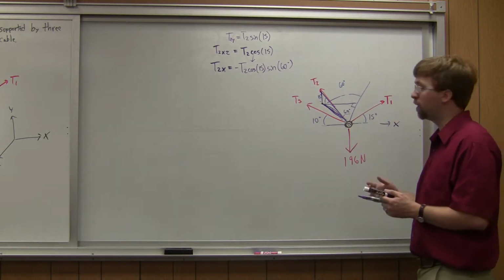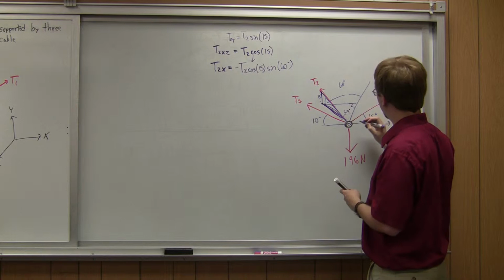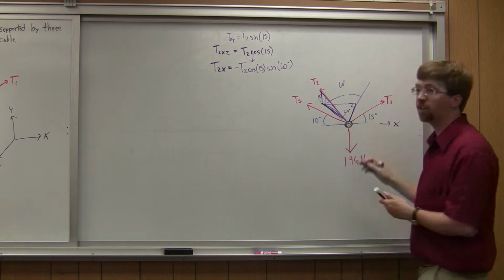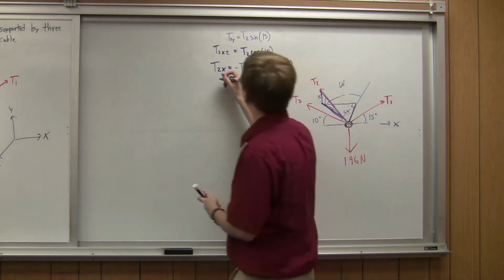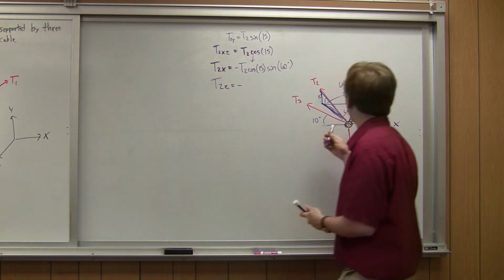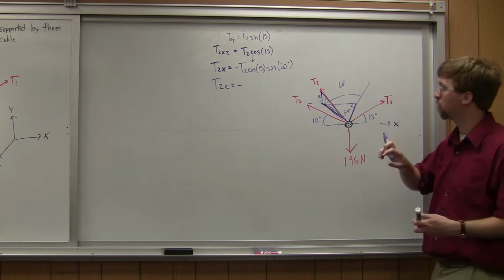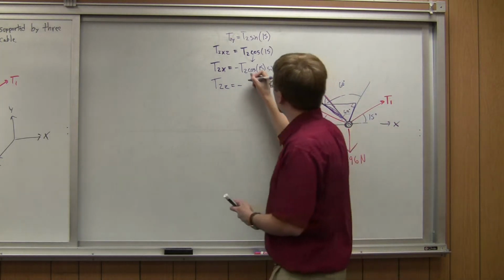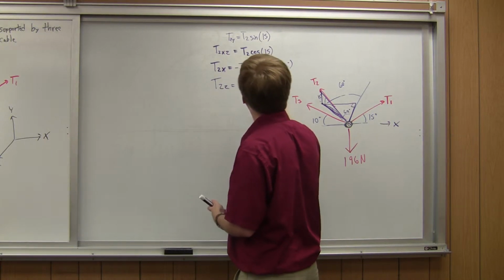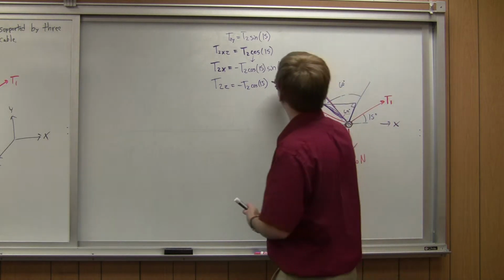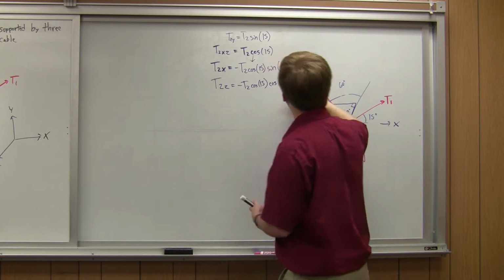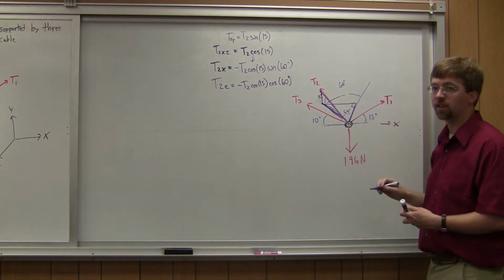All right, so there's T2x. Now I want T2 in the z direction. So z direction, I'm looking for this part right here. It's the adjacent side. So I'm going to do, again, it's negative because the z direction is positive coming out of the board, negative going into the board. So negative T2 times the cosine of 15, that is the hypotenuse of my triangle, times the cosine of 60 degrees. And 60 degree cosine because it's the adjacent side.